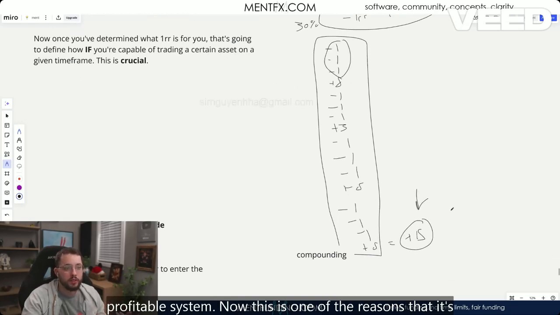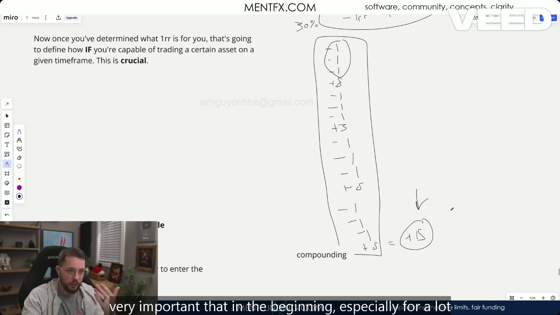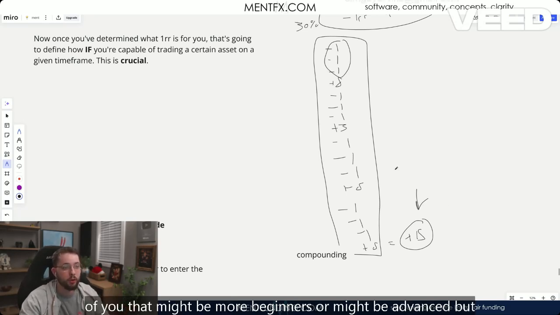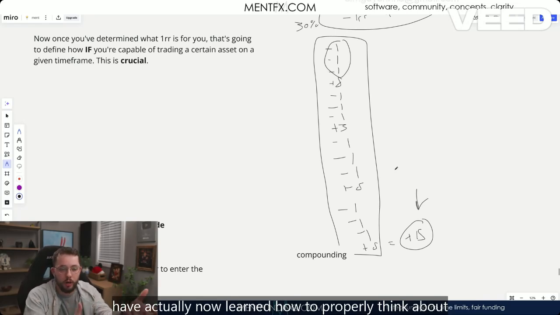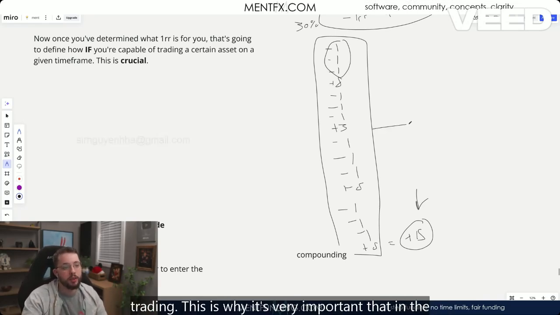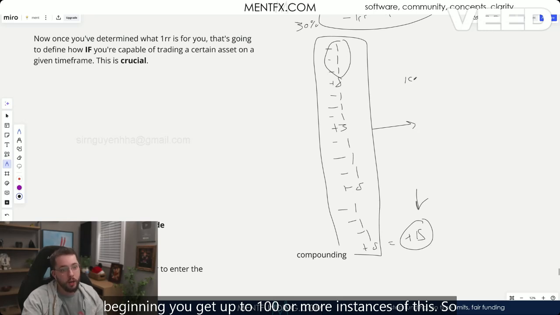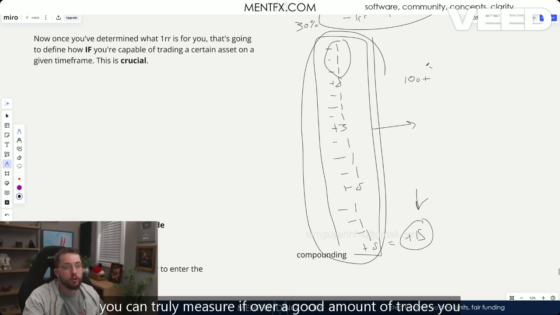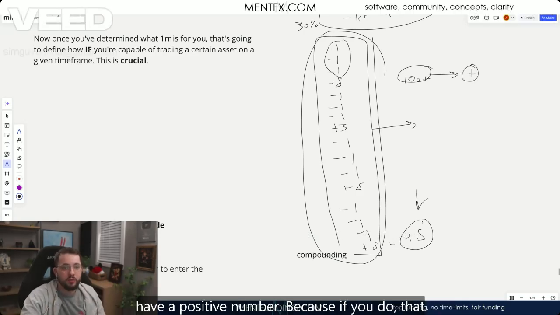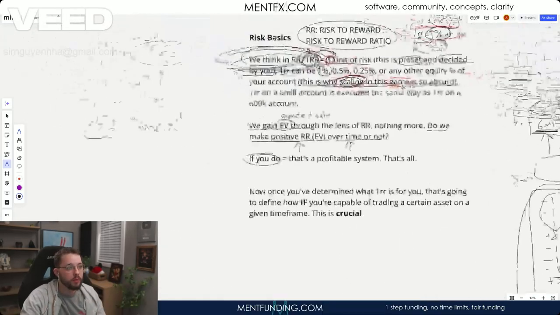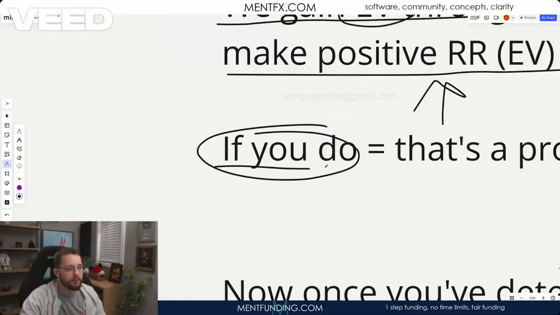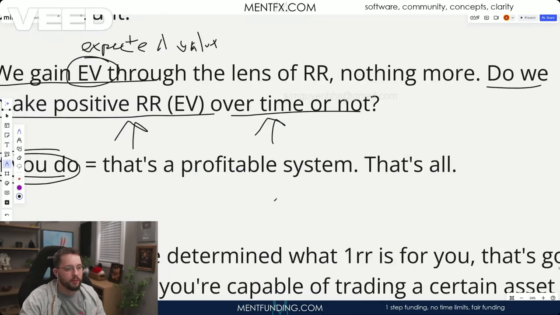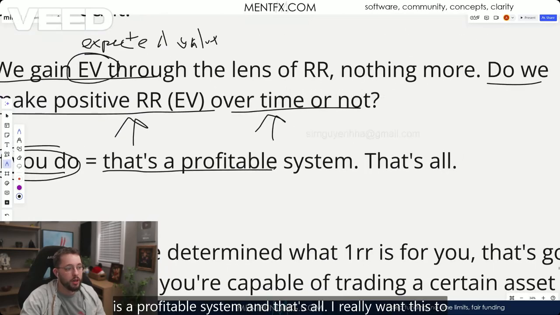Now, this is one of the reasons that it's very important that in the beginning, especially for a lot of you that might be more beginners or might be advanced but have actually now learned how to properly think about trading, you get up to 100 or more instances of this. So you can truly measure if over a good amount of trades, you have a positive number. Because if you do, that is a profitable system, and that's all.